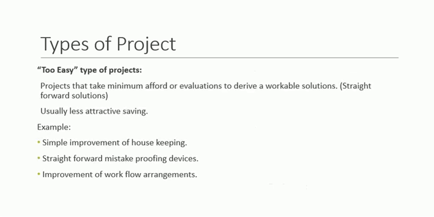Starting from the definition of the types of projects, the too easy type of projects are the projects which require minimum effort or evaluation to make workable solutions, which are just straightforward solutions, such as working on improvement of the process of making a cup of tea, or working on the improvement of the process of housekeeping, or finding errors in a device or a product. So too easy type of projects are often not undertaken by Six Sigma green belts and black belts. They are just a part of these projects, a very small part.